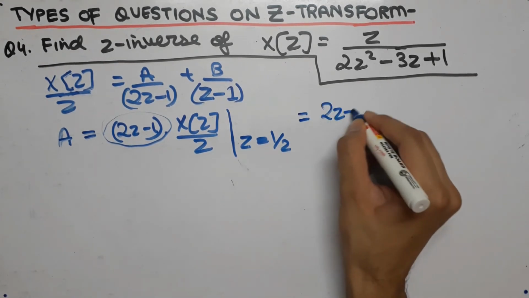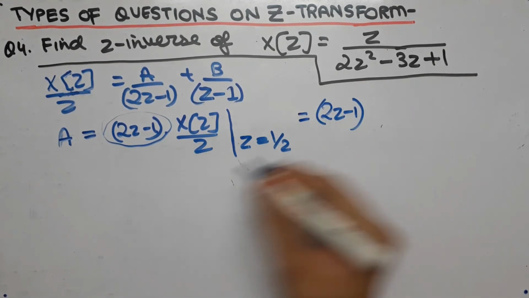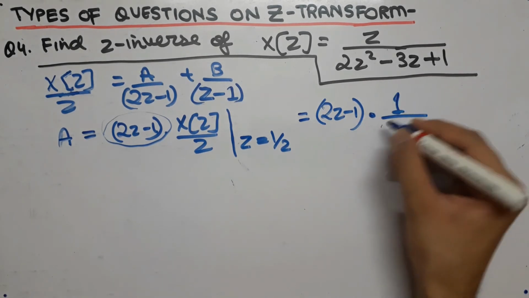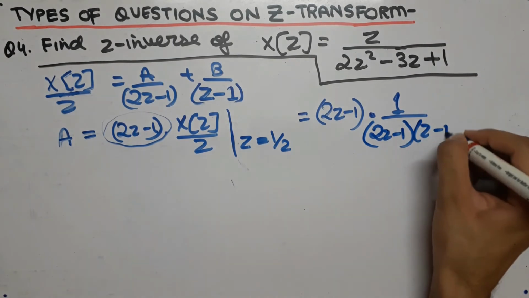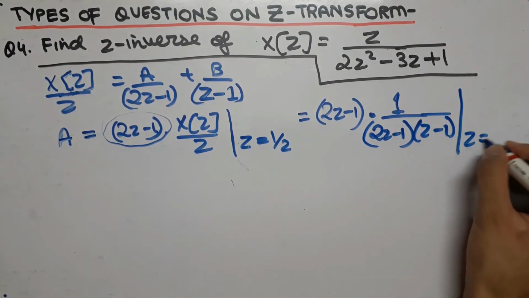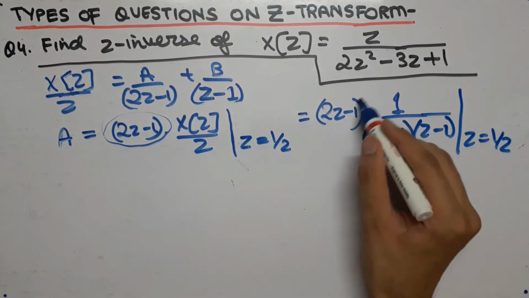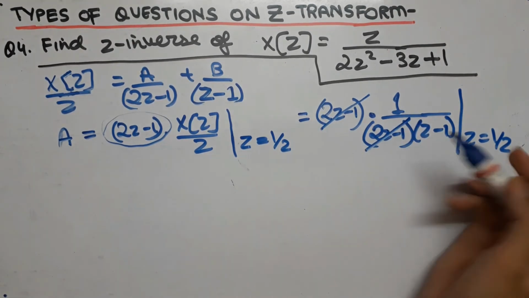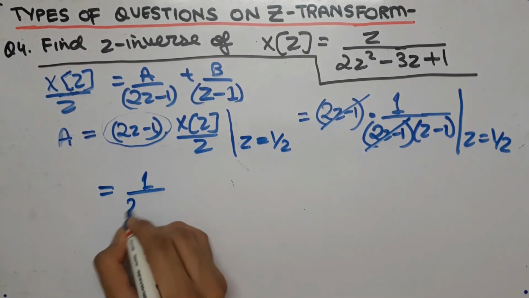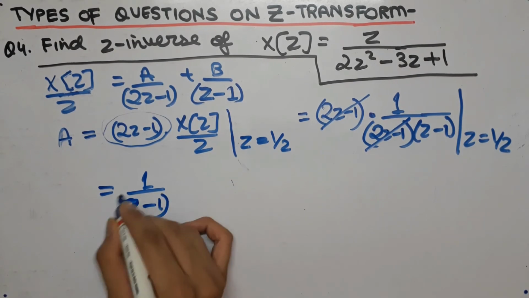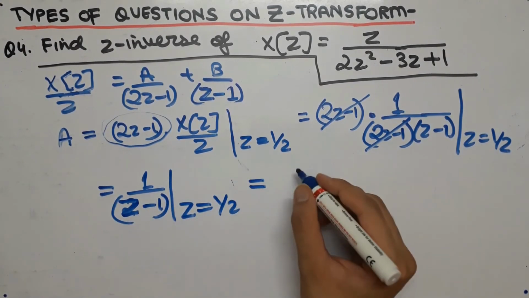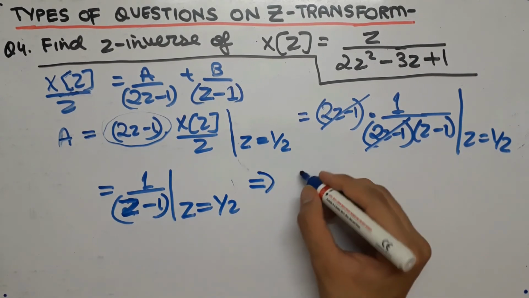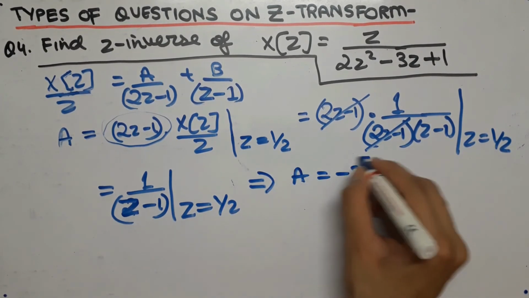Now guys, we are going to substitute the values of X(z)/z that we obtained previously, which came out to be 1/((2z-1)(z-1)). Now from here we can see that we will cut 2z-1 and 2z-1. From there we will get z-1, and here we will put the value of z as half. That is, on doing that, you will get the value of a to be -2.